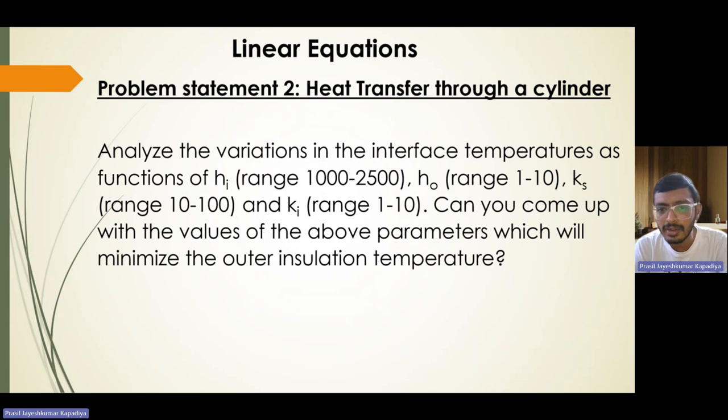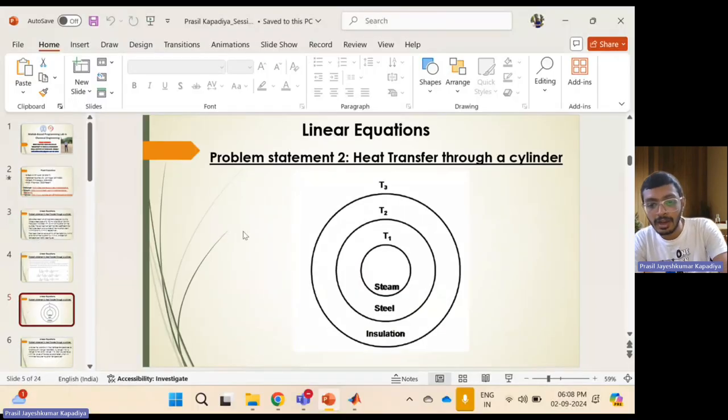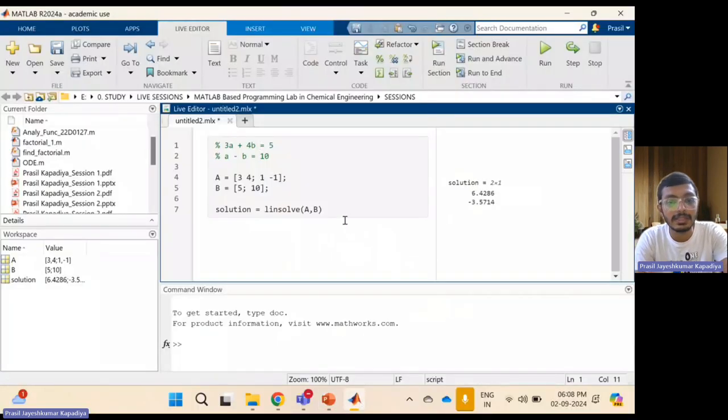Analyze the variations in the interface temperatures, those are T1, T2, T3, as a function of Hi, H0, Ks, and Ki. We are given four values, Hi, H0, Ks, and Ki, and we are supposed to say what should be the optimum value, or can you come up with the values of the above parameters which will minimize the outer insulation temperature. Outer insulation temperature should be minimum. Okay, so before going to this complex part, let's first try to understand how we can write this energy balance equation. So I will directly write those equations in MATLAB's comment section, so we can save our time.